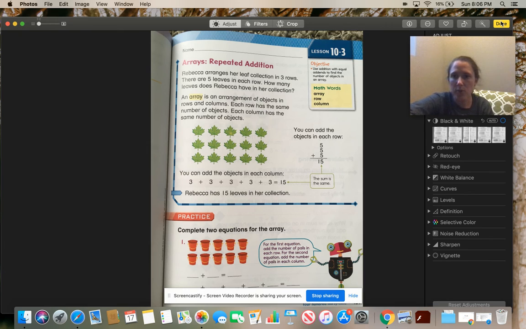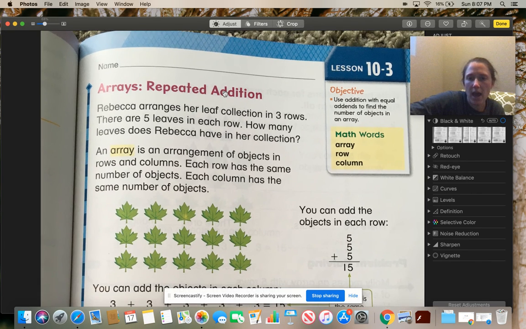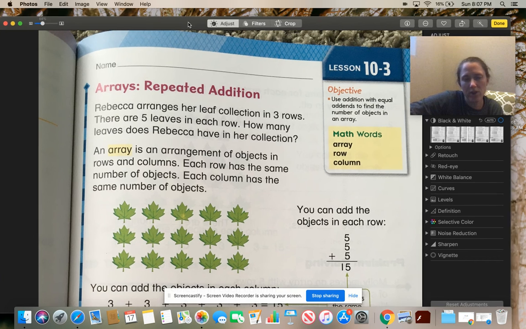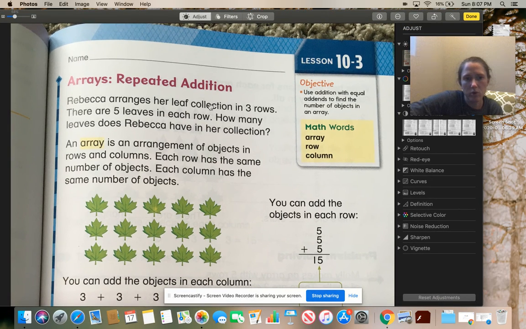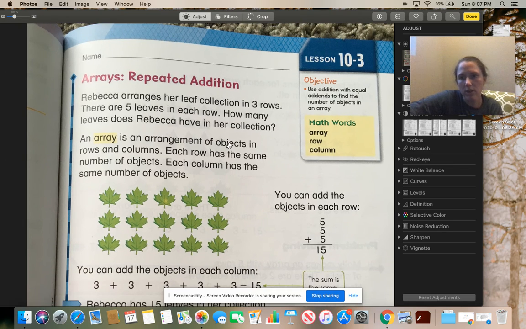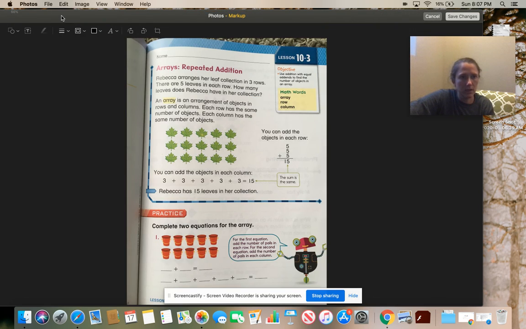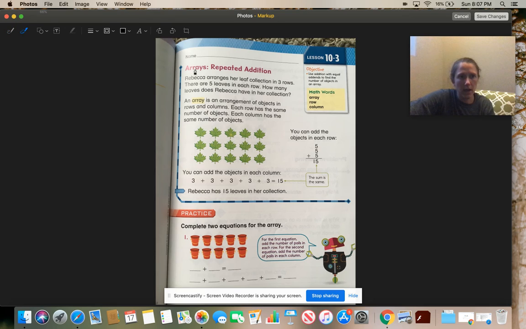So here we go. Let's look at our vocabulary words. We have array. An array is when you have a row and a column of objects. You'll see this a little bit more closely. It's an arrangement of objects in rows and columns. You can see that these leaves right here are in rows and columns.